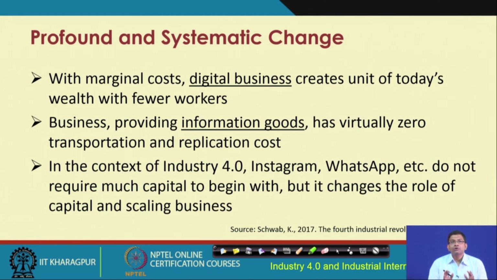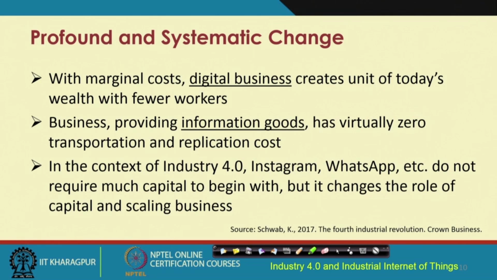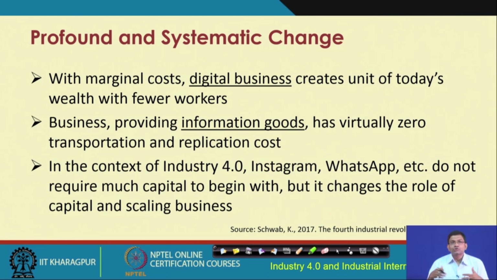So, there is almost zero transportation cost involved, unlike the manufacturing industries, which have a lot of capital goods and a lot of transportation costs involved: shipping from one location to another, logistics, so many complications. So, the introduction of digitization, advanced IT and other technologies is making scaling up a possibility in this Industry 4.0 revolution.